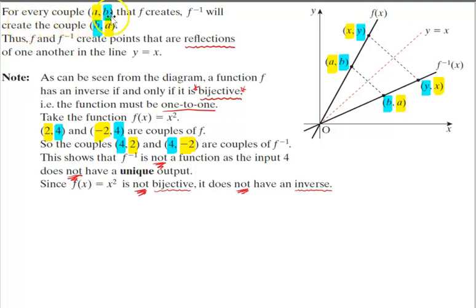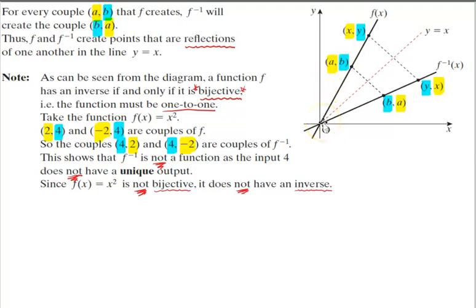For every couple (a, b) that f creates, f inverse will create the couple (b, a). Thus, f and f inverse create points that are reflections of one another in the line y is equal to x. So this red line here is the line y is equal to x. So every point on that line, if we're interested in the coordinates of that line, they are (0, 0), (1, 1), (2, 2), (3, 3), (4, 4), (5, 5), and so on. So each x value is equal to each y value. So it's the same number.